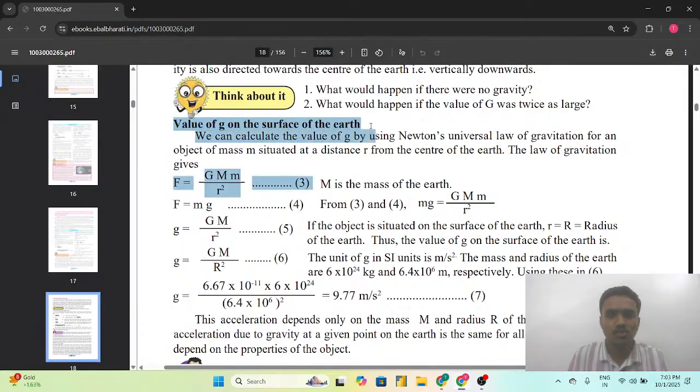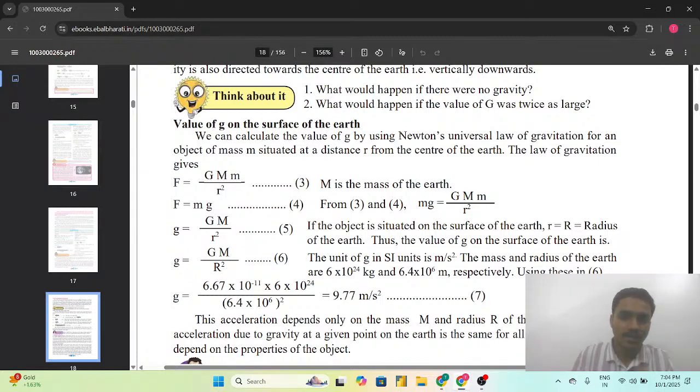So, value of g on the surface of the earth. We can calculate the value of g by using Newton's universal law of gravitation for an object of mass m situated at a distance r from the center of the earth. So first let us recall Newton's universal law of gravitation, which we studied. That is, the force acting on an object is directly proportional to the product of the masses and inversely proportional to the square of the distance between them.